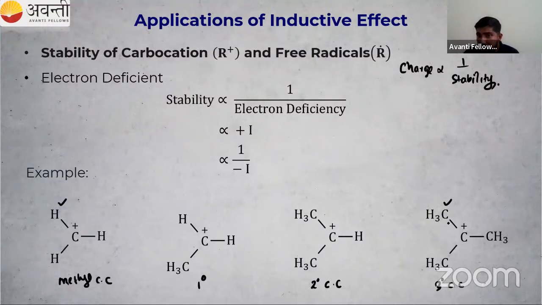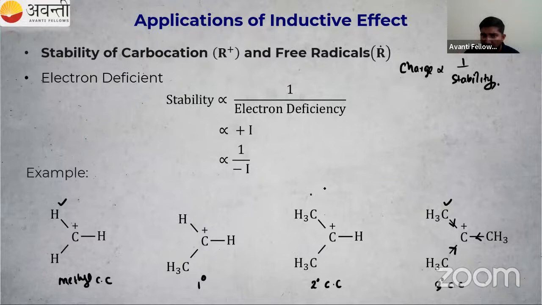Here we have CH3 giving electrons to this carbon. This CH3 is also giving electrons to this carbon. Then the third CH3 is also giving electrons to the carbon. Electrons are negatively charged, right? So they go to the carbon with positive charge, and we can say the positive charge will be reduced. If the charge is decreasing, stability increases.